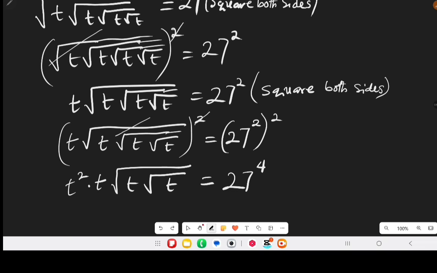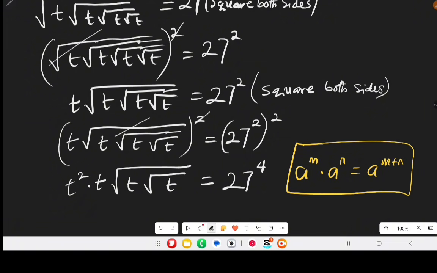At this point, we apply the law of indices that states that a raised to the power of m times a raised to the power of n is equal to a raised to the power of m plus n. Then we can apply this here. When we apply that, we have t raised to the power of 3, because we add the powers, we have power 1 here, root of t equals 27 raised to the power of 4.